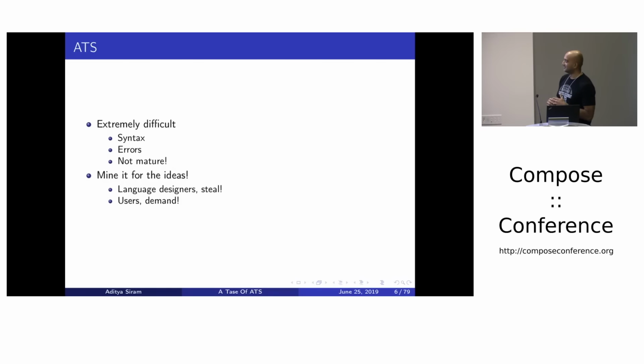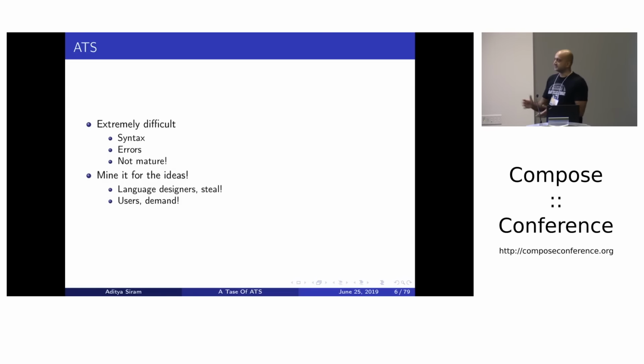It's crazy. And also, the compiler itself is not super mature, so it still generates C code that sometimes GCC will refuse to compile, right? So, stuff like that. But again, this is a research language, right? So the job of a research language is to present ideas, and that's what I think you should take from ATS, is to mine it for the ideas.